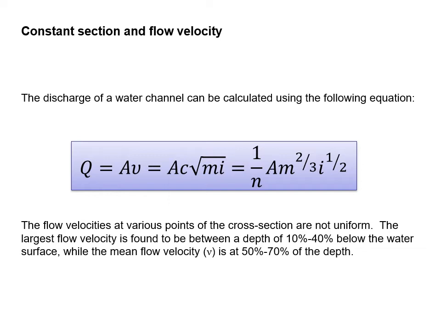So the flow velocities at various points of the cross-section are not uniform. And the largest flow velocity is found to be between a depth of 10% and 40% below the water surface, while the mean flow velocity is at around 50 or 70% of the depth.